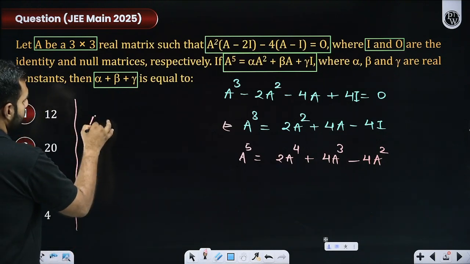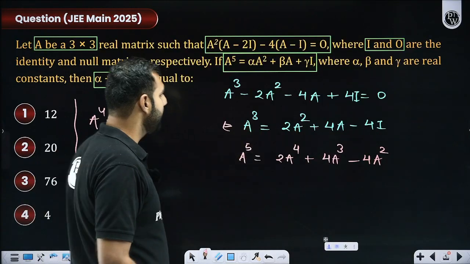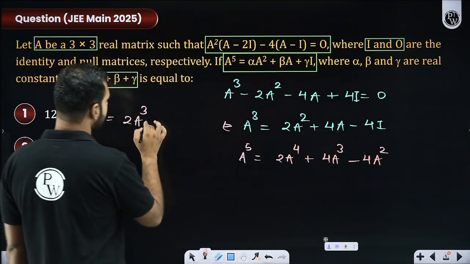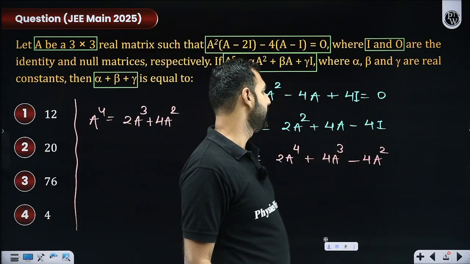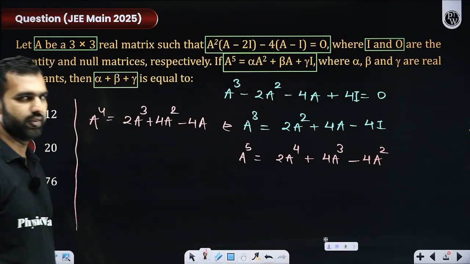What would that be? If I multiply a on both the sides, it will become a to the power 4. What will it become? So this will become 2a cube. This will become 4a square. This will become 4a square. And what will it become? It will become minus 4a. Yes or no? Everybody give me a quick response.